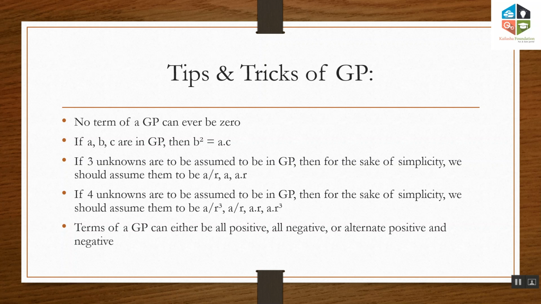Tips and tricks of GP. No term of a GP can ever be 0, that I told you in the previous video. If A, B, C are in AP, then 2B equals A plus C. If A, B, C are in GP, then B square equals AC. If three unknowns are to be assumed to be in a GP, then these should be A by R, A and A into R. If four unknowns are to be assumed, then A by R cube, A by R, A into R, A into R cube.